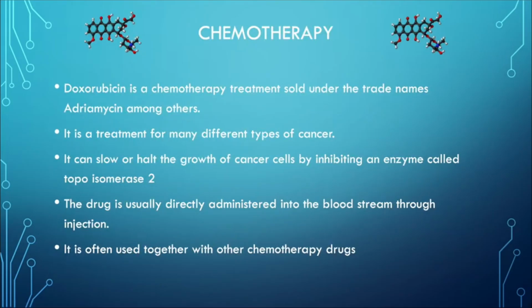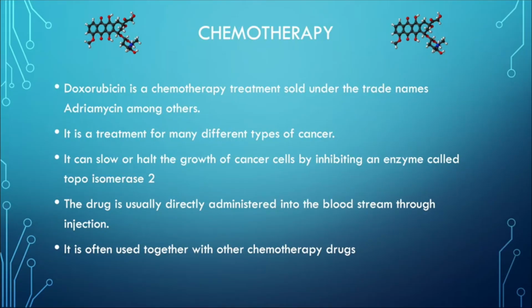Doxorubicin is a chemotherapy treatment sold under various trade names. This is a treatment for many different types of cancer. This drug has been shown to slow or halt the growth of cancer cells by inhibiting the enzyme called topoisomerase II, which cancer cells need to divide and grow. This is either achieved by apoptosis or mitotic catastrophe.